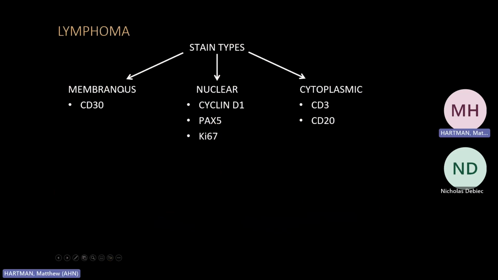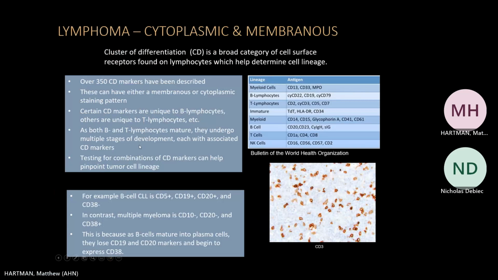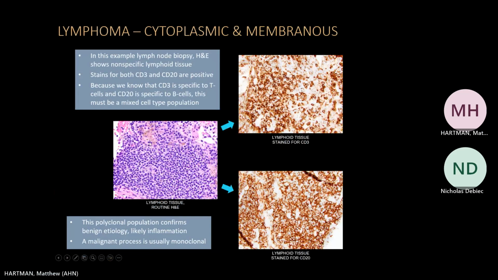Lymphoma, again, we can break these down into membranous stains, nuclear stains, and cytoplasmic stains. And lymphomas can get very complicated, and that's why there are pathologists who do special fellowships in lymphoma leukemia.